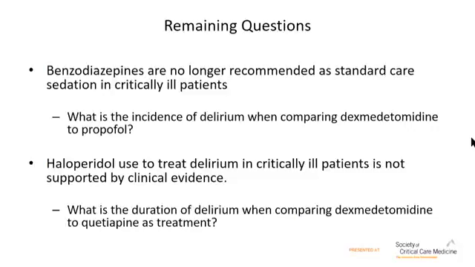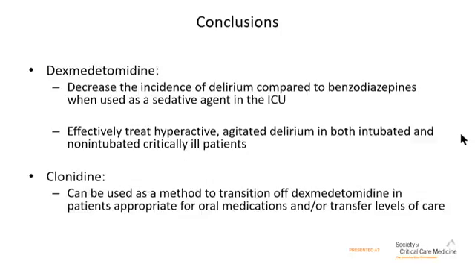Haloperidol used to treat delirium in critically ill patients is not supported by clinical evidence. So potentially the guidelines recommend you may be able to use quetiapine to shorten the duration of delirium. But is there a difference in the duration of delirium when we compare dexmedetomidine to quetiapine? This to me is an interesting question. If we have to use an agent, can we start crossing the mechanism of action drug class and mixing them and comparing them head to head?